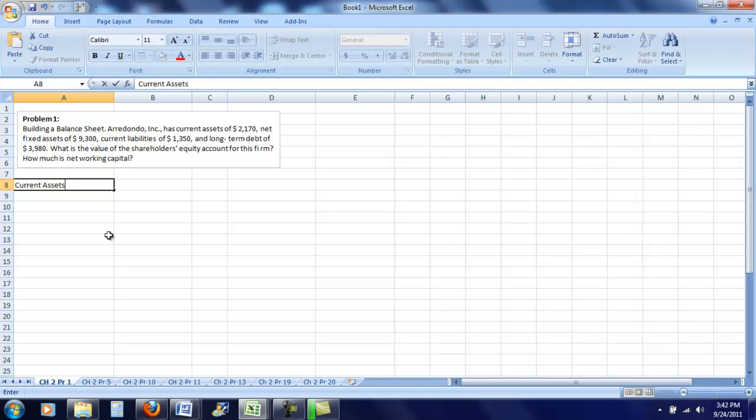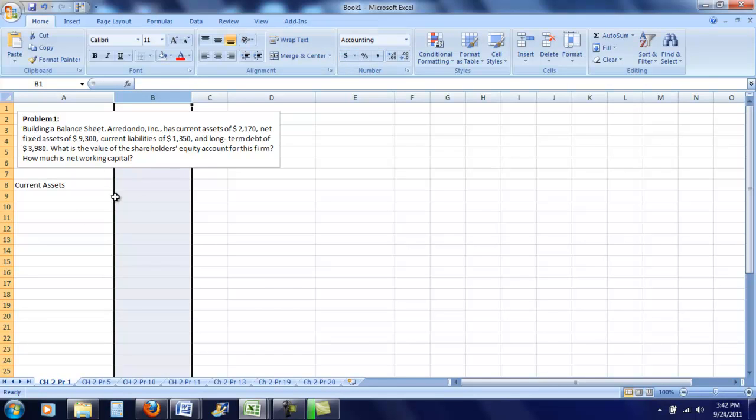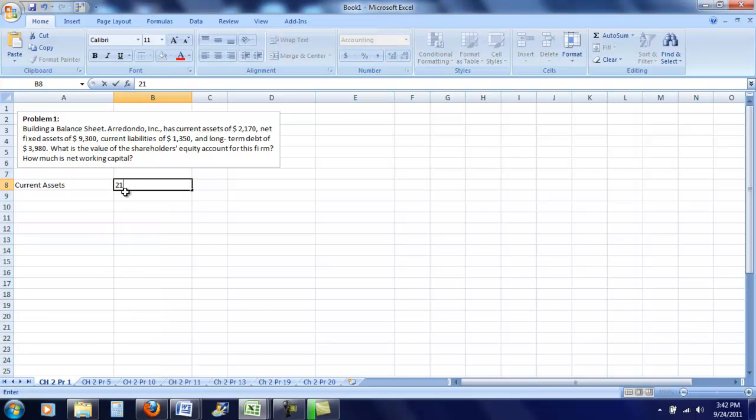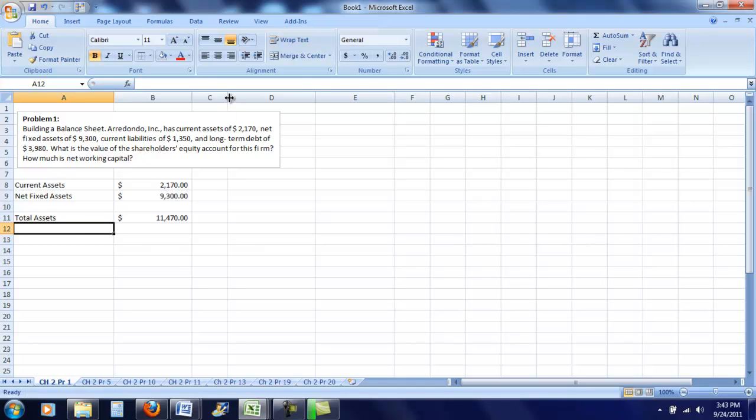So I'm going to type in current assets, and the current assets given in the problem was $2,170. I'm then going to type in net fixed assets, $9,300. Total assets. I'm then going to total these two. So that's my total assets.